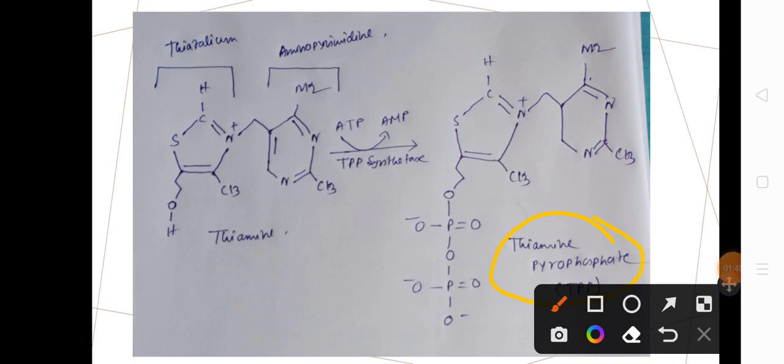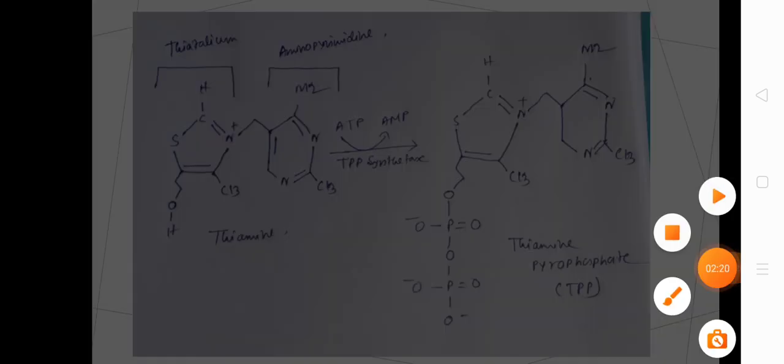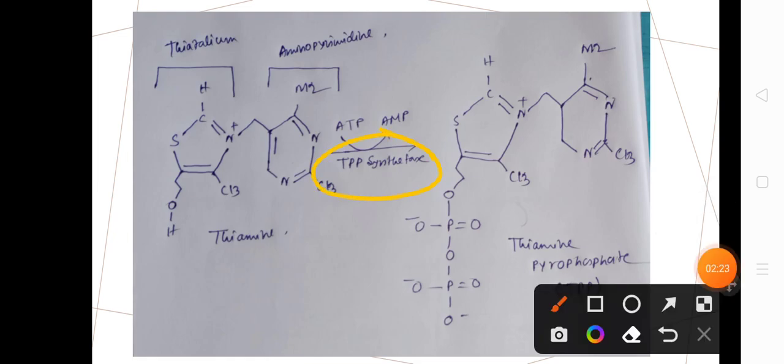As the name suggests, thiamine pyrophosphate, what we have to do is add two phosphate groups to thiamine, right? So first we have to recognize the phosphate group donor. Here the phosphate group donor will be ATP. From the ATP, two phosphates will be removed and the ATP will be released as AMP. The two phosphates that we have removed from ATP will be attached to thiamine. That will lead to the formation of thiamine pyrophosphate. The enzyme involved is thiamine pyrophosphate synthetase.